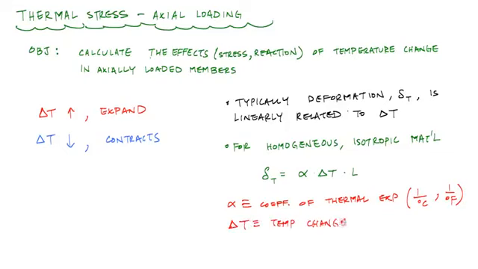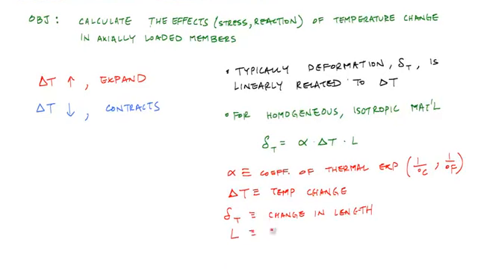If the temperature is increasing, then it's a positive change. If the temperature is decreasing, then it's a negative change. Here, this lowercase delta T is the axial deformation, or the change in length that occurs due to the temperature effect, and L is the length of the material.